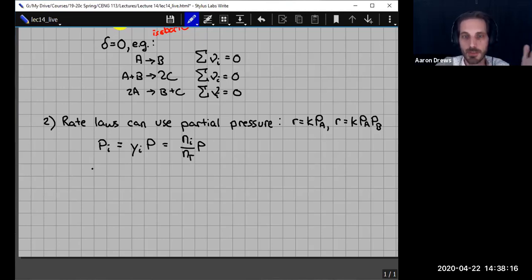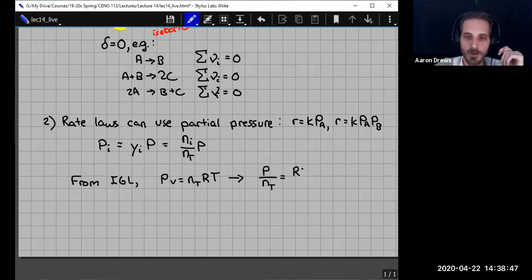That's sort of like the definition of partial pressure. There's a couple of useful conversions that we can do. From the ideal gas law, we know that PV is equal to N_T RT, or in lets, right? You could add a subscript 0 to those if you wanted to. If you rearrange these a little bit, what you can find is that the ratio of pressure divided by total moles is equal to RT divided by the volumetric flow rate.